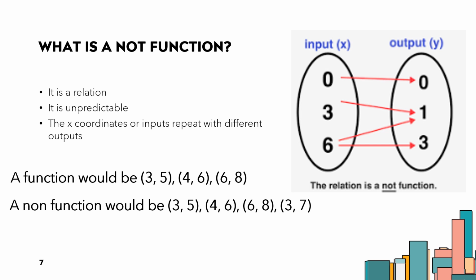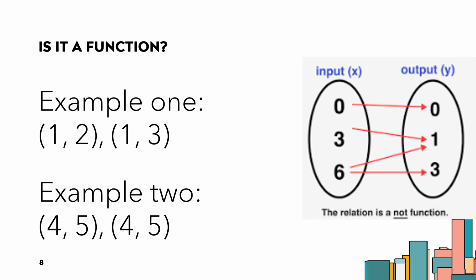Here's a common trick. Sometimes, a list of ordered pairs will have the same x value twice. Don't be fooled. If the y values are the same for that repeating x, it's still a function. But if the y values are different, it's not a function. Let's try an example. Pause the video and think about it before I give you the answer.